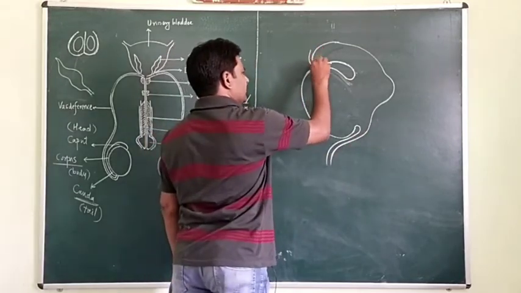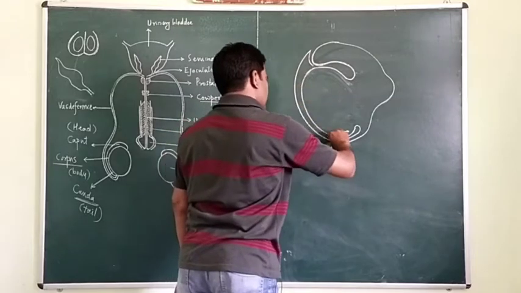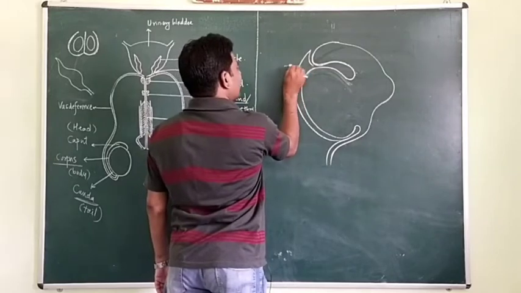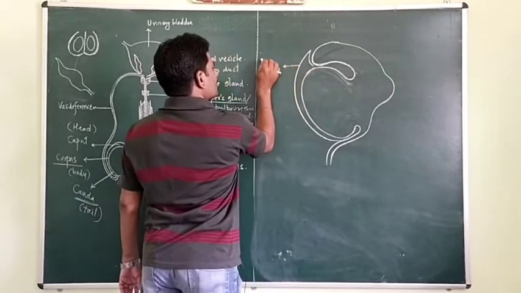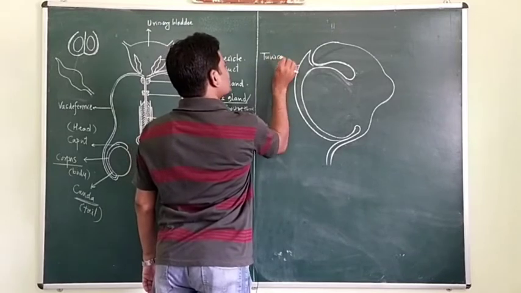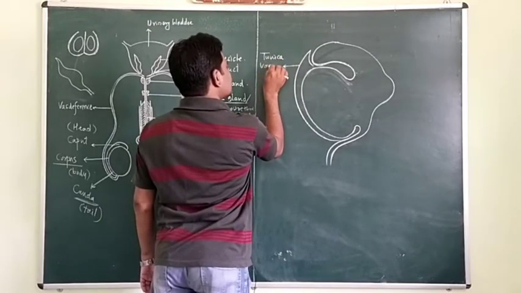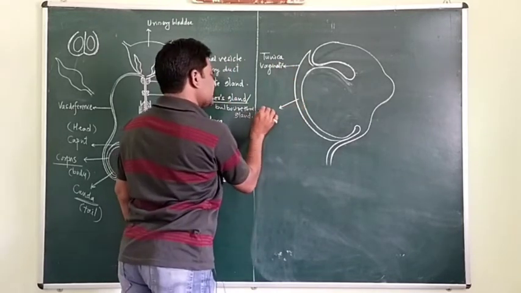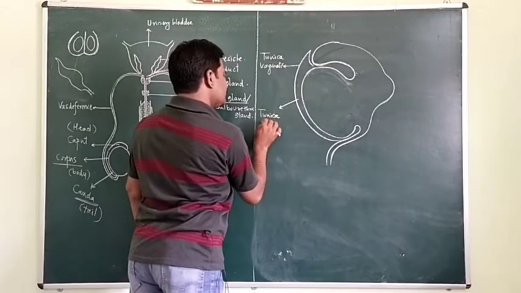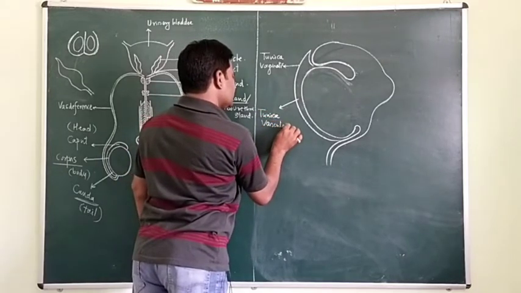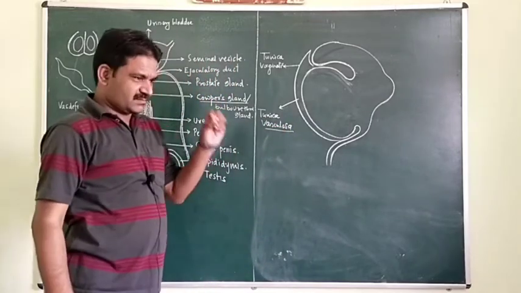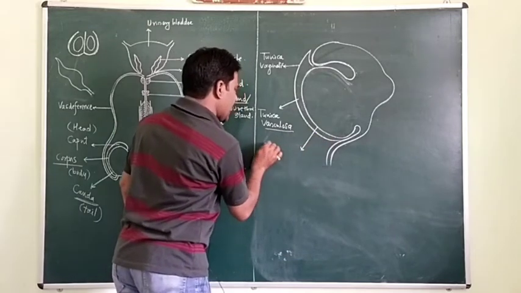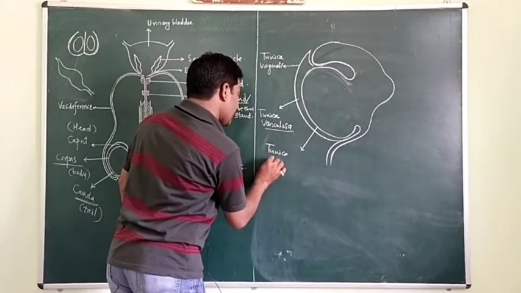Now it is covered by coverings. The outermost covering of the testis is called the tunica vaginalis. The middle part is called the tunica vasculosa. It is the vascular layer, which means blood supply and nerve supply are there. The innermost part is the tunica albuginea.